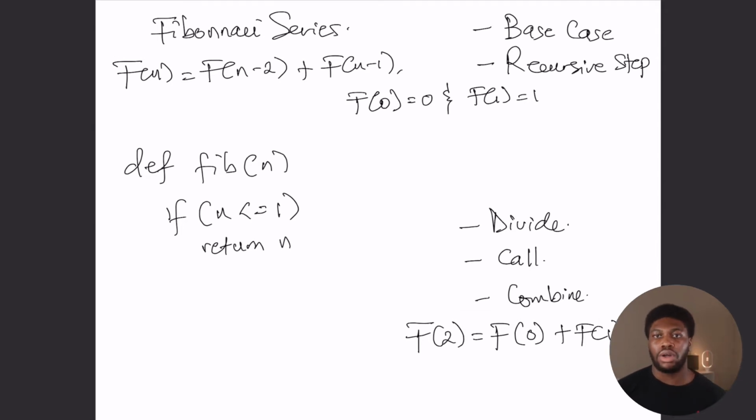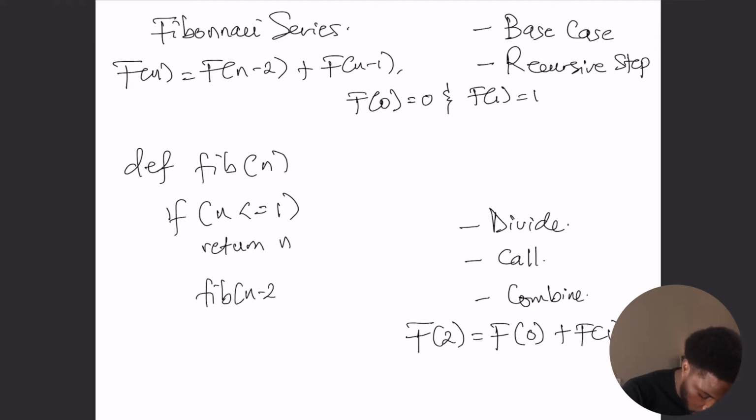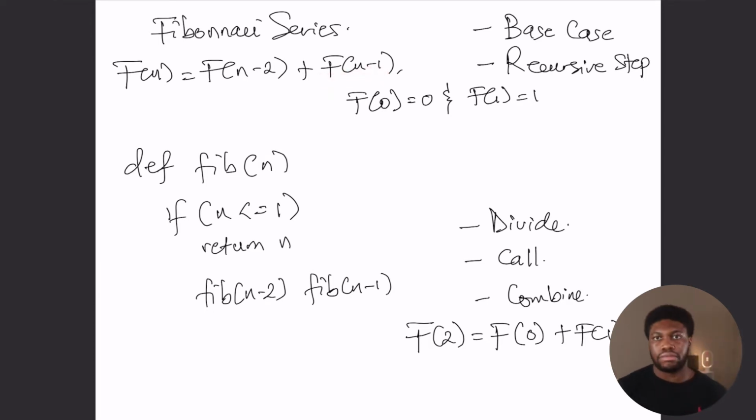The next step would be to call our function with the smaller parts. This will look like this. We would simply call fib of n minus 2 from our formula up here and fib of n minus 1, as dictated from the formula here. The final step will be to combine the results of both calls so we can get the solution to the bigger problem. To do that, we would simply combine our answer from both calls and return it.